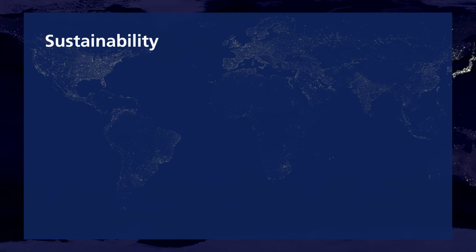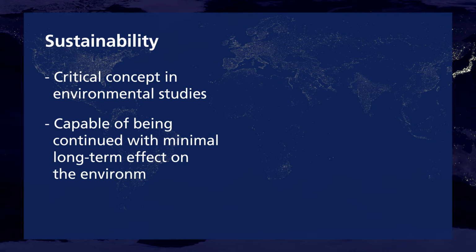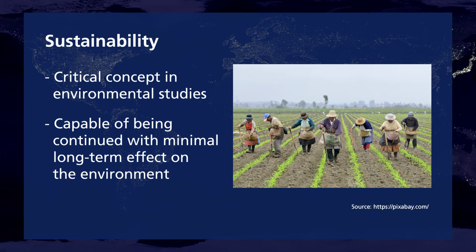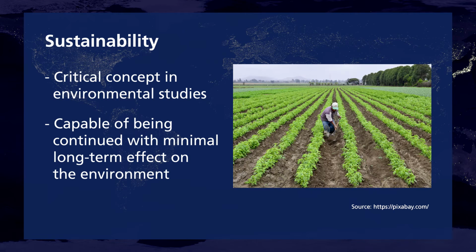Sustainability, if you haven't already heard, is one of the critical concepts in environmental studies, and is one that we will use as a measure throughout this course. It is in essence the capability of the human impact being continued with minimal long-term effect on the environment. On the right-hand side, in this picture, you see an experimental agriculture station in Peru, which is using very sustainable farming techniques.